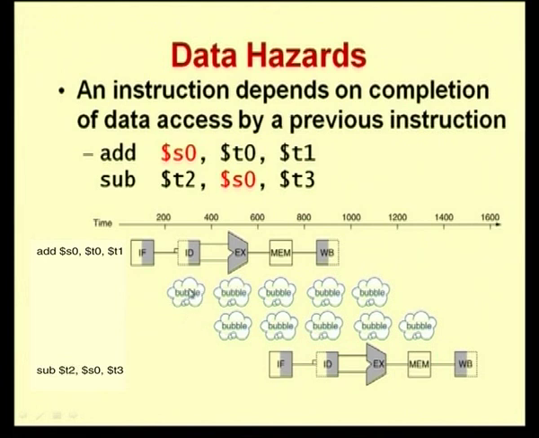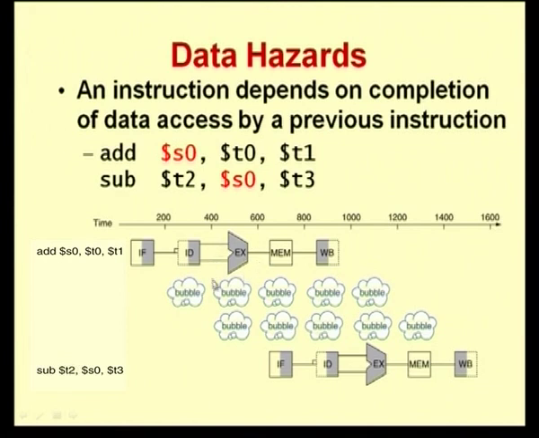If it was fetched here, it would have decoded in this clock cycle, and the decode stage is when the register has to be read. So the S0 register will be read in this second clock cycle, but the add instruction is going to write S0 only in the fifth clock cycle over here. Between 800 to 1000 in this duration is when the write is going to take place. But you want to read it between 400 to 600.